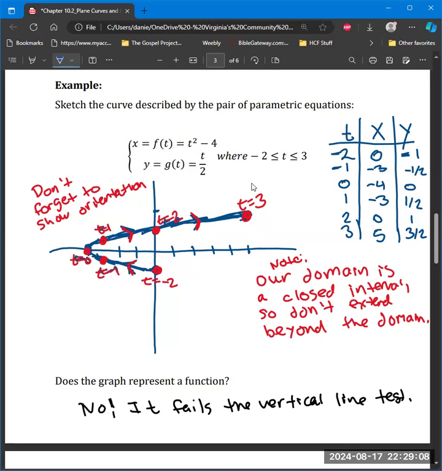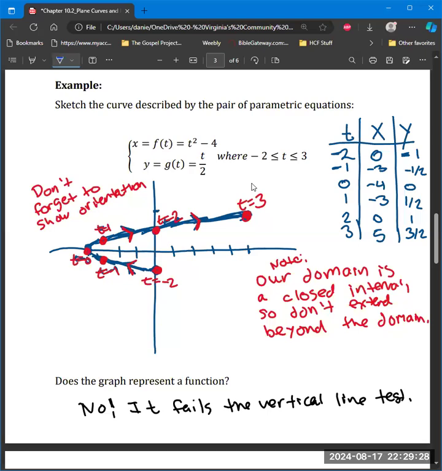Our domain here is a closed interval, so don't extend beyond the domain. Don't put arrows at the end this way to show that it goes on forever, because it doesn't. You have closed points at the end, and yeah, show your orientation.